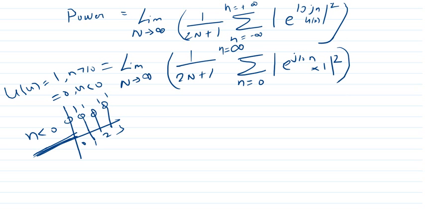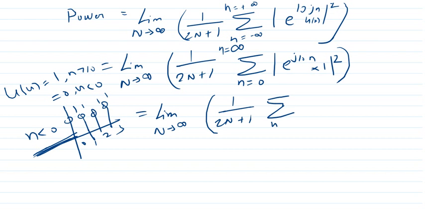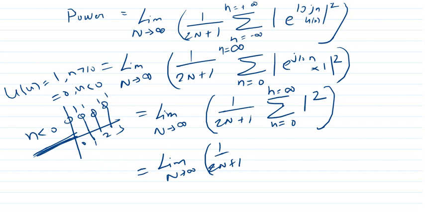Then we have the limit as N tends to infinity of 1 divided by 2N plus 1, summation n equals 0 to infinity. What is the modulus of any complex number of this form? That is 1 only. So what is the final result? The limit as N tends to infinity of 1 divided by 2N plus 1.